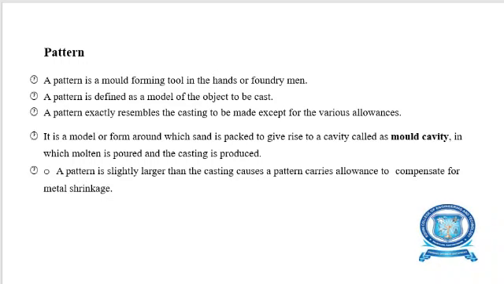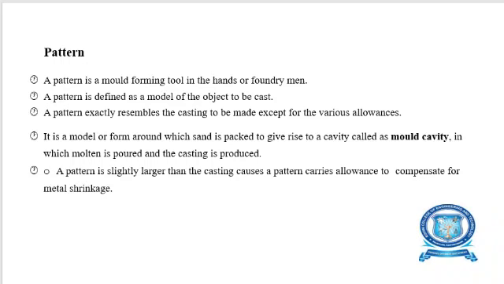Pattern. A pattern is a mold forming tool in the hand of the foundry man. Pattern is defined as a mold of the object to be cast. A pattern exactly resembles the casting to be made except for the allowances. It is a model or form around which sand is packed to give rise to a cavity called the mold cavity, in which molten metal is poured and the casting is produced.